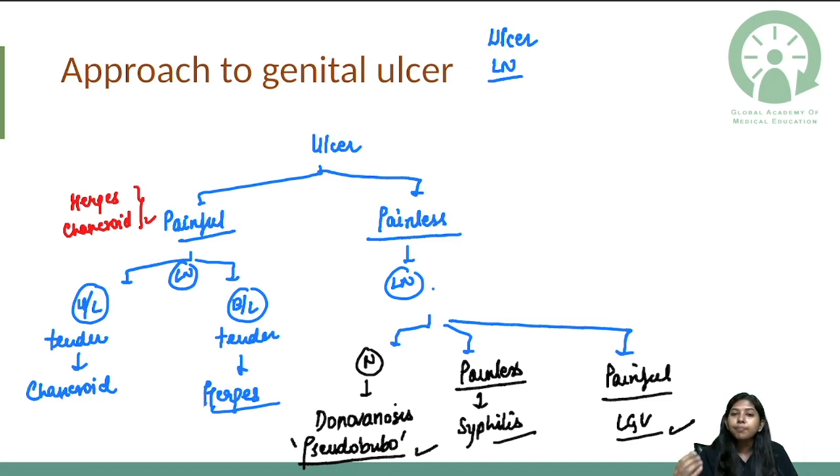But if you have a painless ulcer, you have to look at the lymph node. If it's normal, it's donovanosis. If it's painless lymphadenopathy, discrete, rubbery in nature, it's syphilis. And if it's a painful lymph node with a transient, unnoticed, painless ulcer, it's lymphogranuloma venereum. Correct?